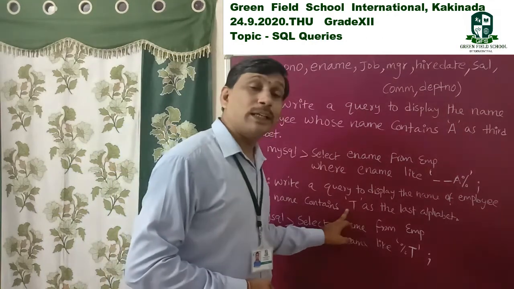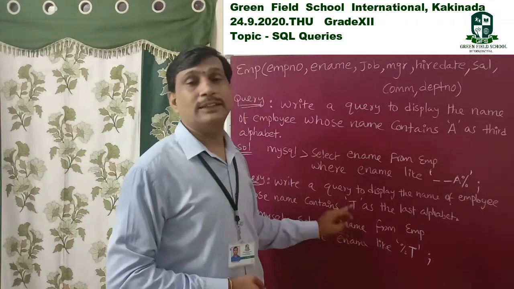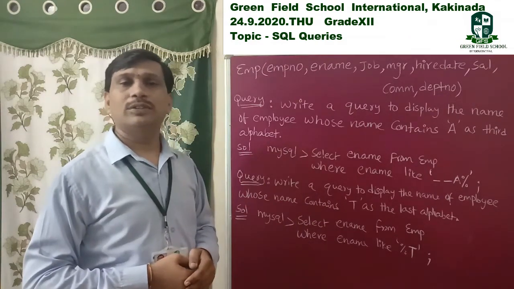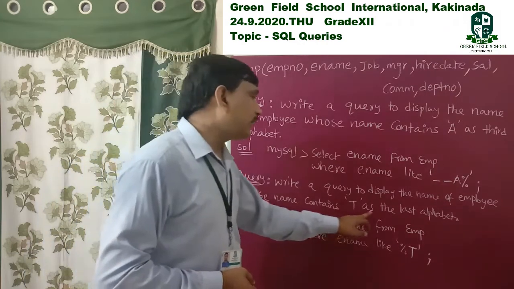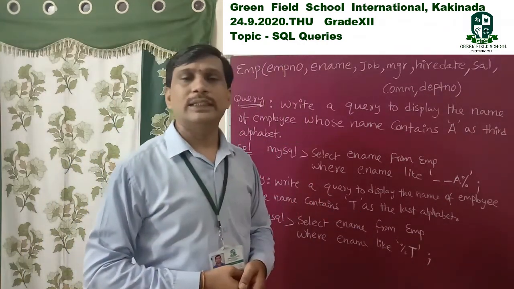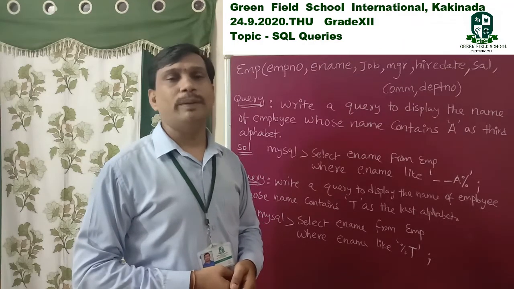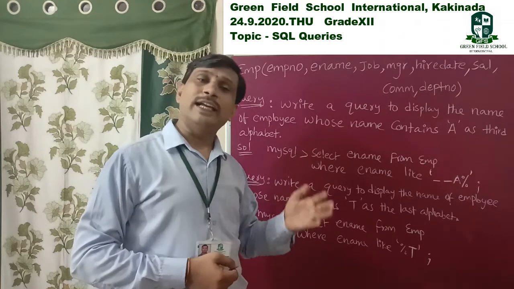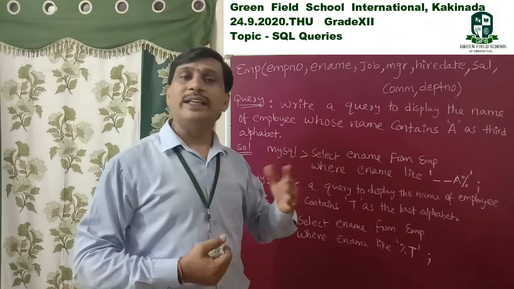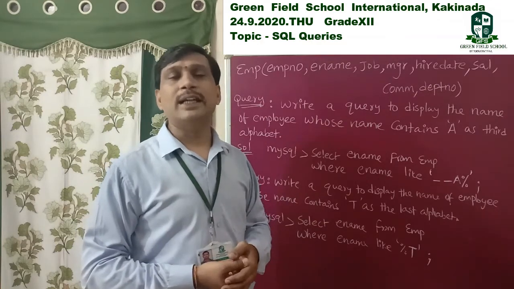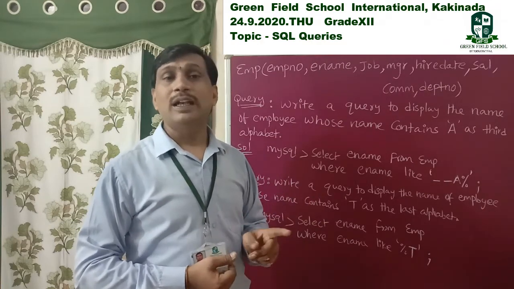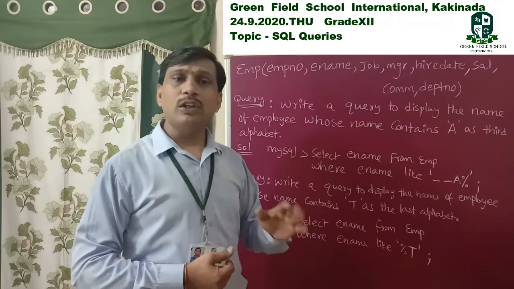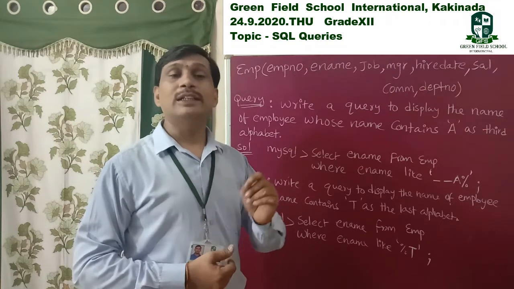Contains T as capital T. See here, small letters and capital letters are differentiated in the LIKE operator. So that's why we specify capital T as the last alphabet. Last alphabet means before T, one character, two characters, three characters, n number of characters may be there, or otherwise no characters. But the last character must be T. So we use a percentage symbol before T.